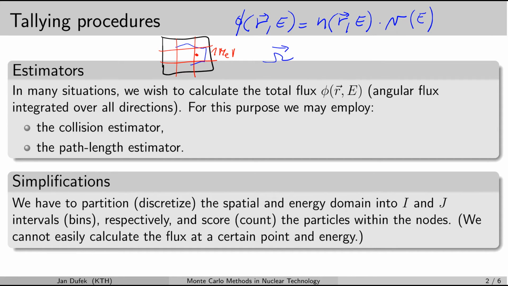So you can imagine, if you want to have a very fine mesh superimposed on the system and also on the energy, then you will need much better statistics in terms of the number of neutron histories that you have to simulate. The finer the spatial mesh over the system and the energy mesh, the more neutrons you need to simulate in order to cover the dependence accurately.